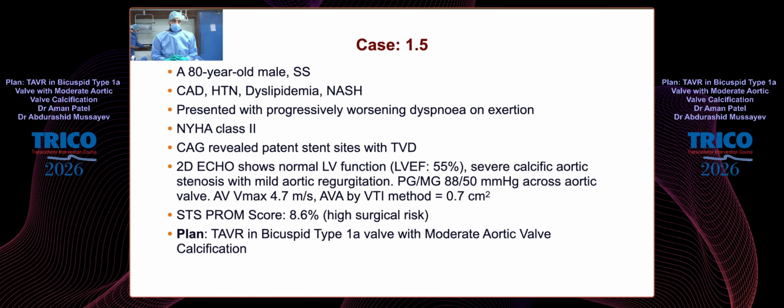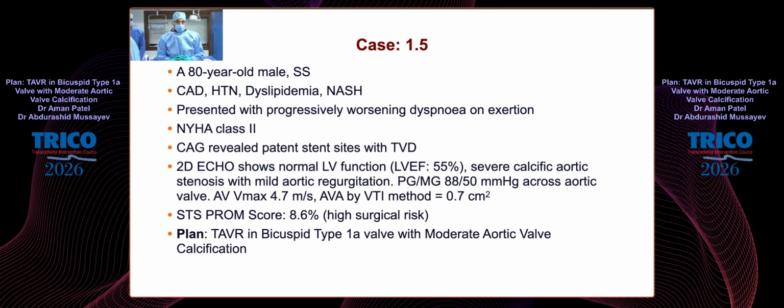Angio was done last month. It revealed triple vessel disease, but most of the lesions were insignificant, so we have planned medical management for the coronaries. 2D echo shows normal LV function, ejection fraction around 55%, severe calcific aortic valve stenosis, and mild aortic regurgitation. On echo, the mean gradient is 50 millimeters of mercury and maximum velocity is 4.7 meters per second. And valve area by VTI method is 0.7 centimeters squared, suggestive of a severe calcific aortic stenosis.